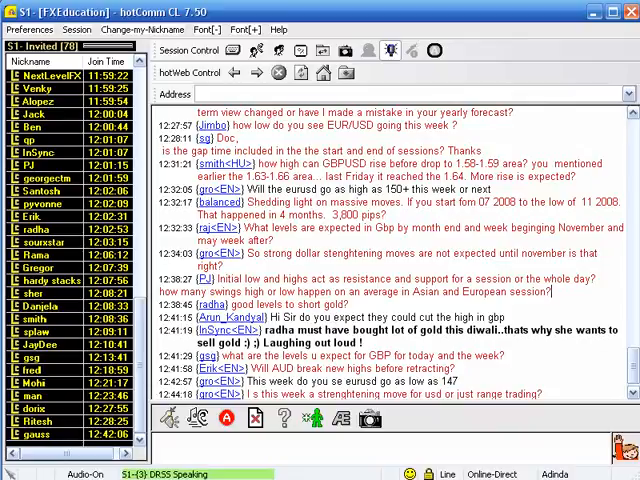Okay, rather good level to short. The gold shorting, whenever there is an upward stop, about 1050, 1060, 1070 areas are all good levels to short.